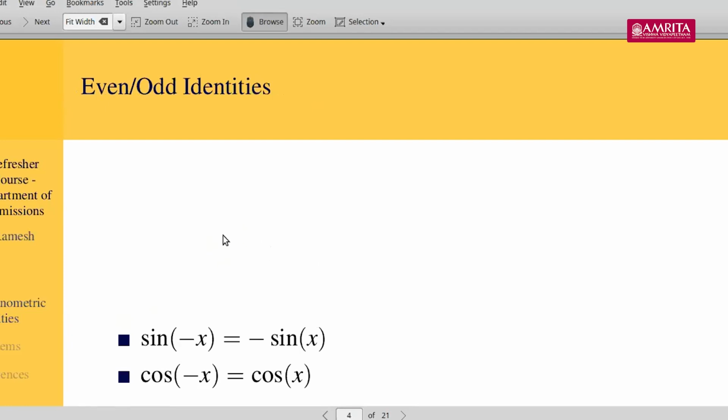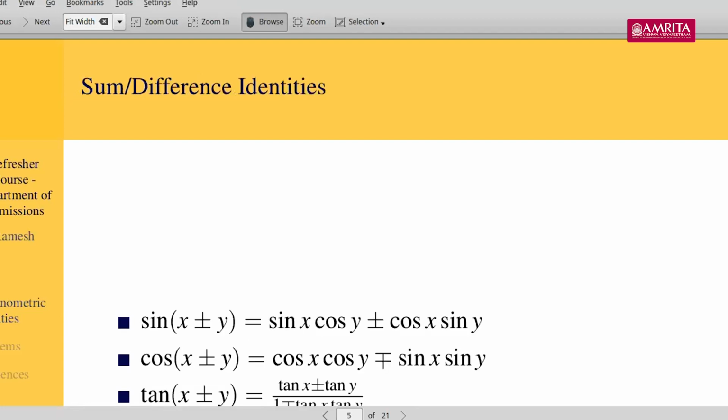Again, you can ask me another identity. What is tan of minus x? So tan of minus x is nothing but minus tan x. In a similar way, I can say that secant of minus x will become secant x. Cosecant of minus x will become minus cosecant x. So we can derive all other identities. These identities are usually called even and odd identities. I'll go to the next one.